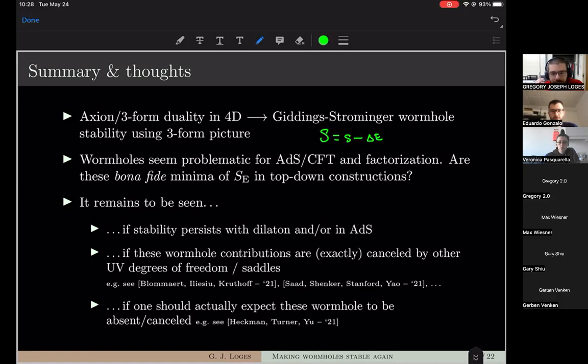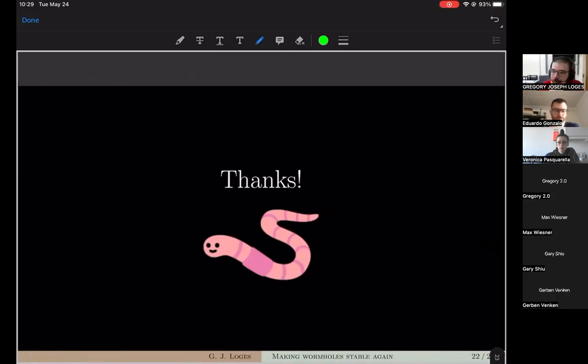If you're puzzled by this factorization problem, you might wonder if there are other degrees of freedom or other saddle points which somehow exactly cancel this wormhole contribution, or even if this is a problem at all, you might entertain the possibility that factorization shouldn't be part of AdS physics. Maybe the wormhole geometry should be there and not canceled at all. So there are a few references, at least that I'm aware of, where you can explore this question. So with that, let me end and thank you all for your attention.